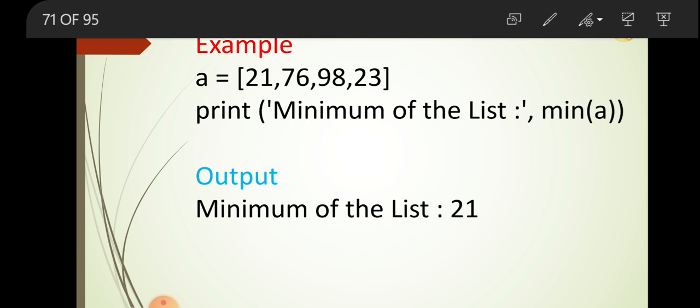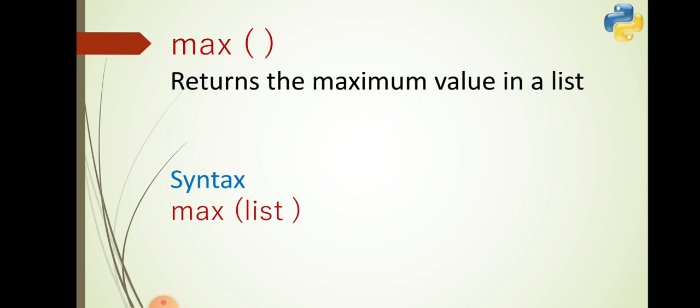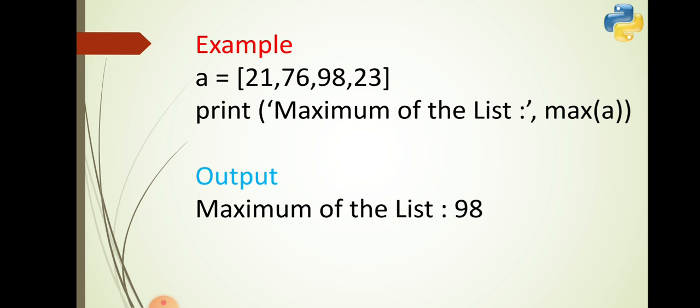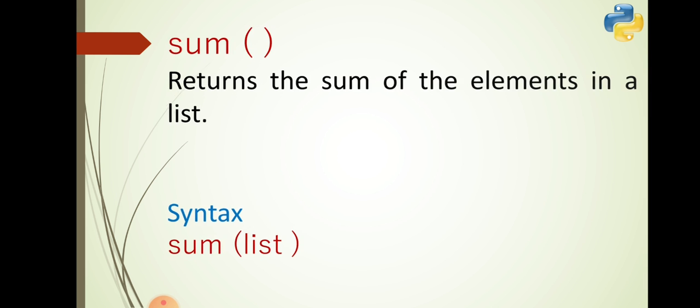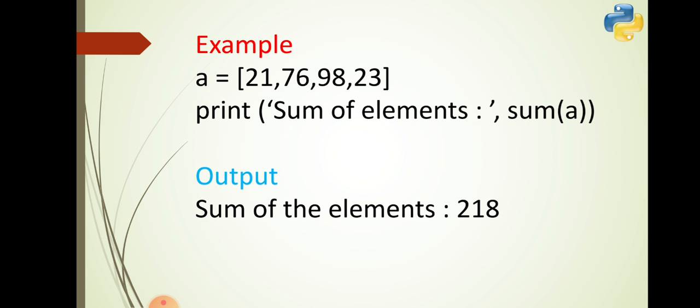The same thing max. So max na, it returns the maximum value. The same example I will get. So what will be the answer? It will give 98. Okay, 98 is the answer. So sum. So it is used to calculate the sum of n numbers in a list. Okay, so for an example, 21, 76, 98, 23, I am going to calculate the sum of the values. So simply given sum of A, it will be added with each other and produce the result 218.